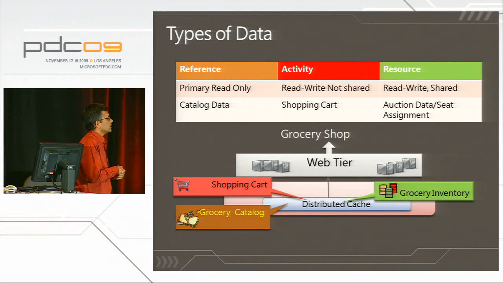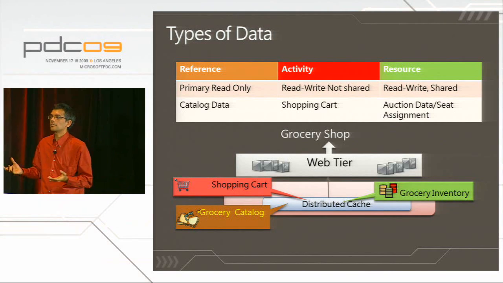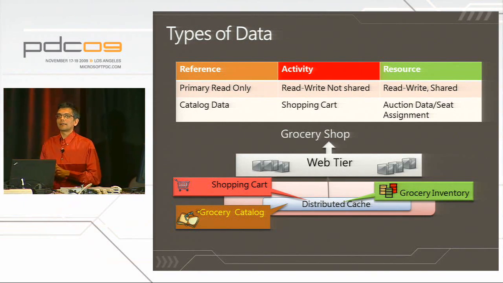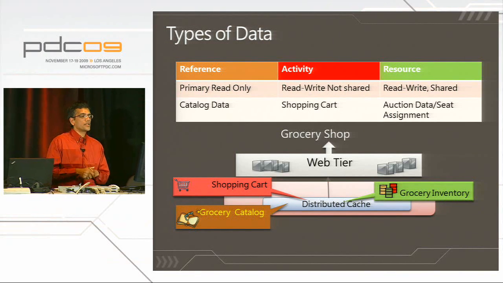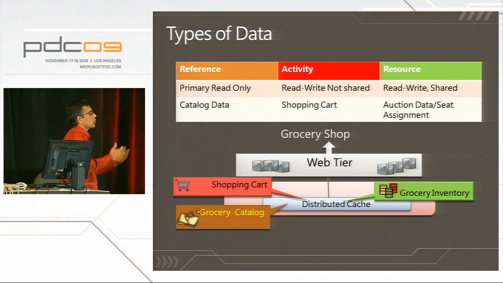So if you take that grocery shopping cart, like I said, the reference data is all that catalog information that you see in that cart. All that catalog that you see in a typical grocery application is your reference data. And that's primarily read-only. It can be gotten from a database, so it's OK if it goes out of the cache.